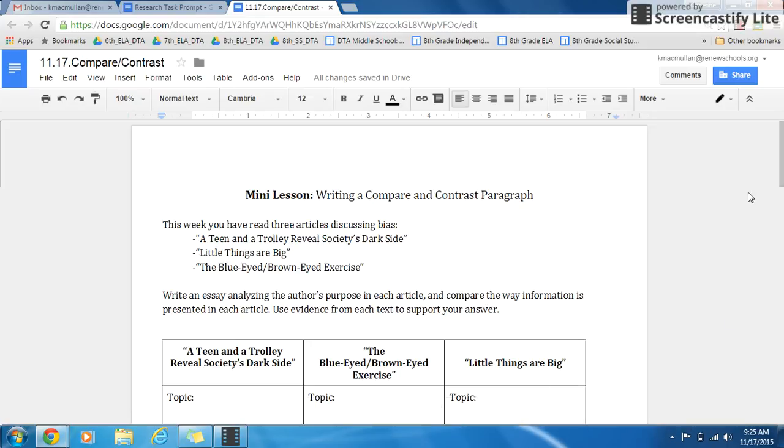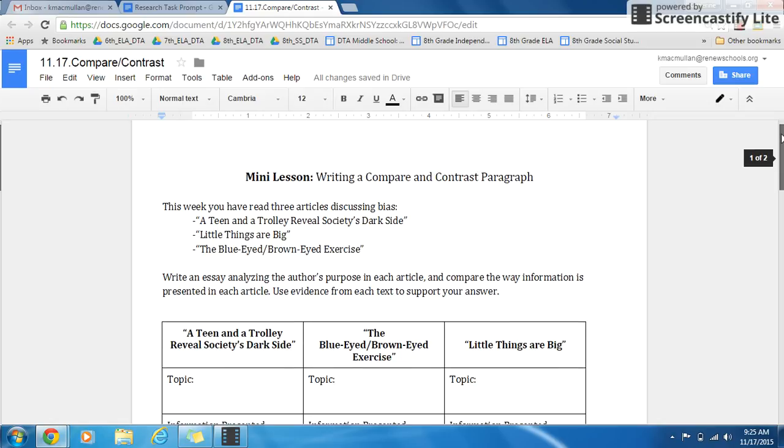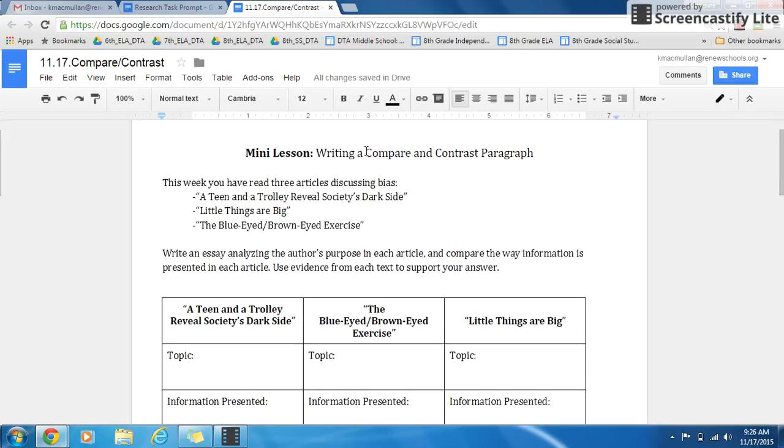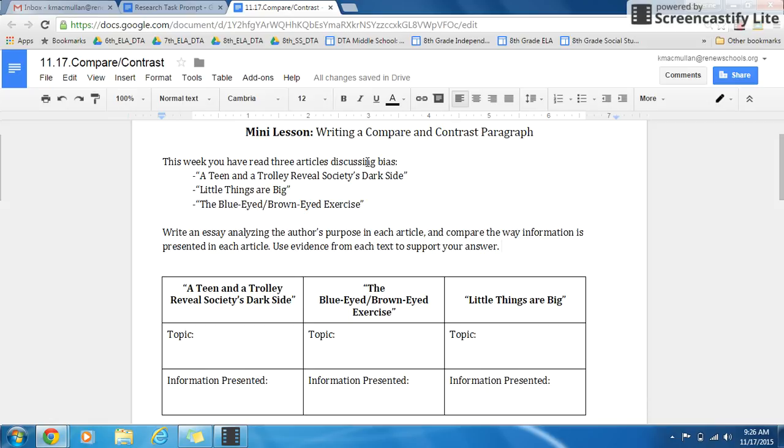Hey, 8th grade. So today we're going to be looking at writing our compare and contrast paragraphs. If we look at our writing prompt, this week you have read 3 articles discussing bias. Write an essay analyzing the author's purpose in each article and compare the way information is presented in each article. Use evidence from each text to support your answer.